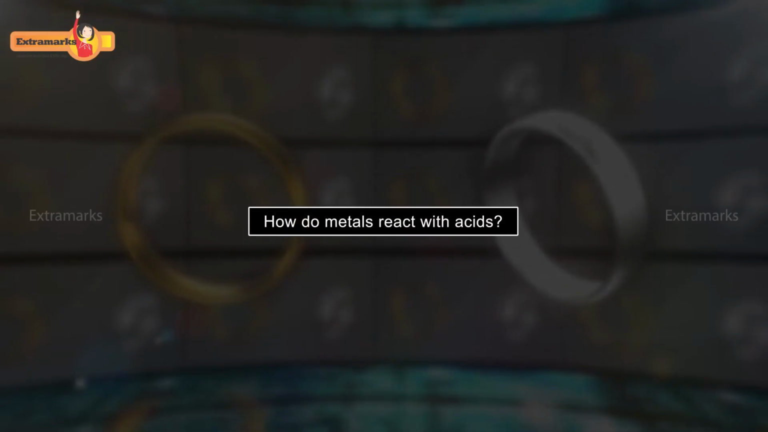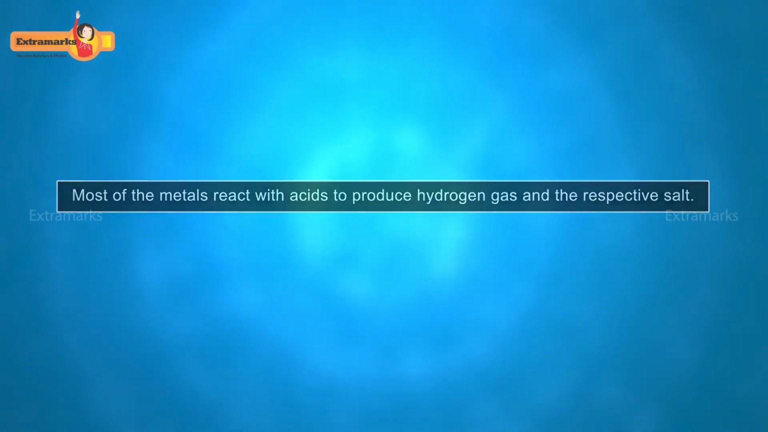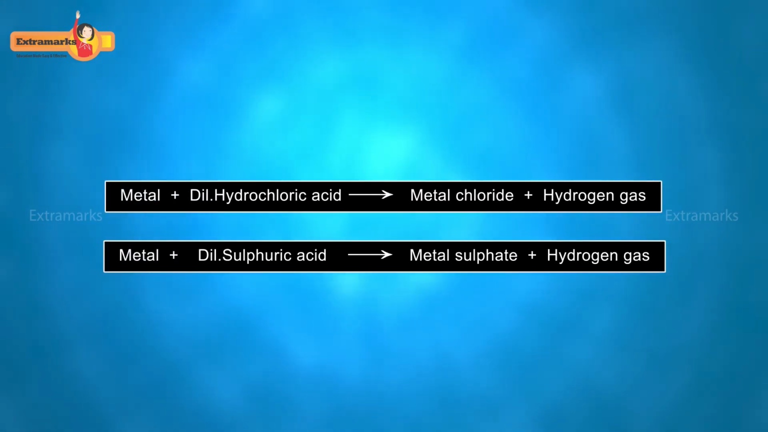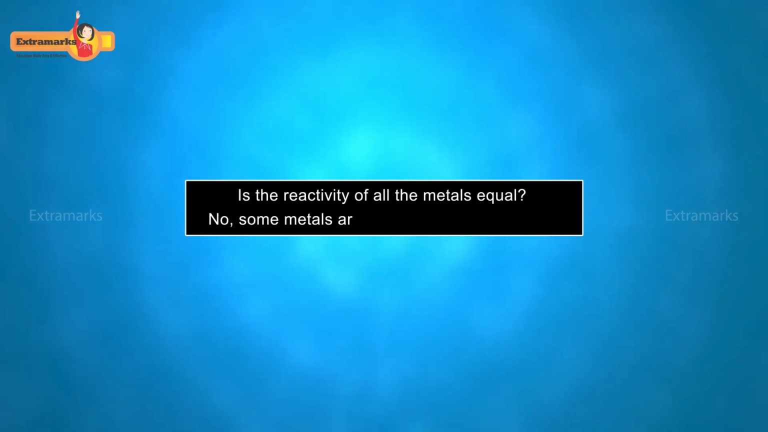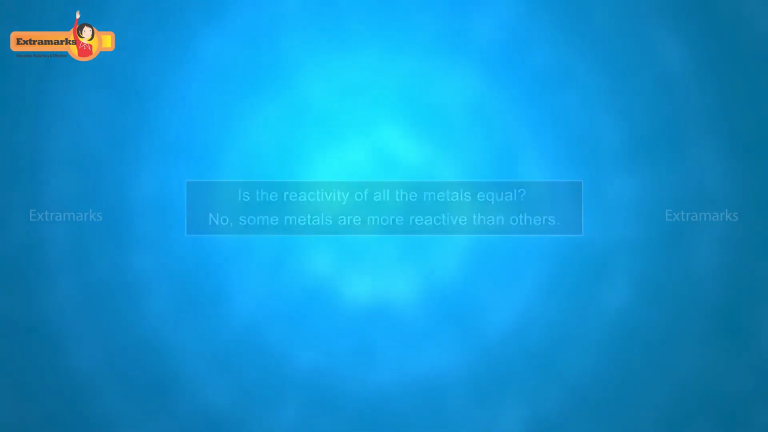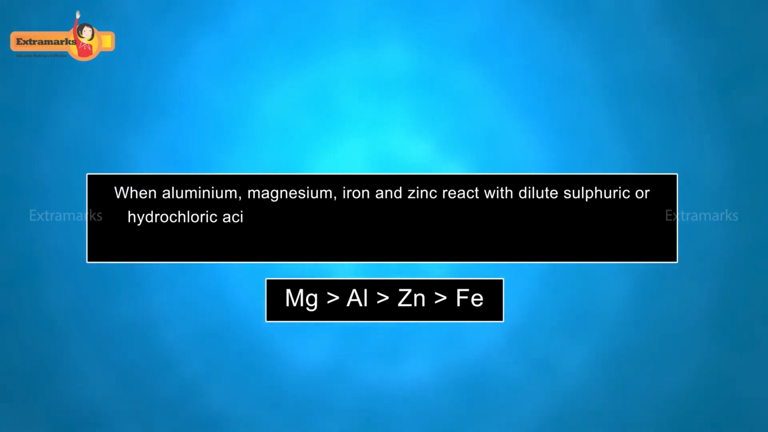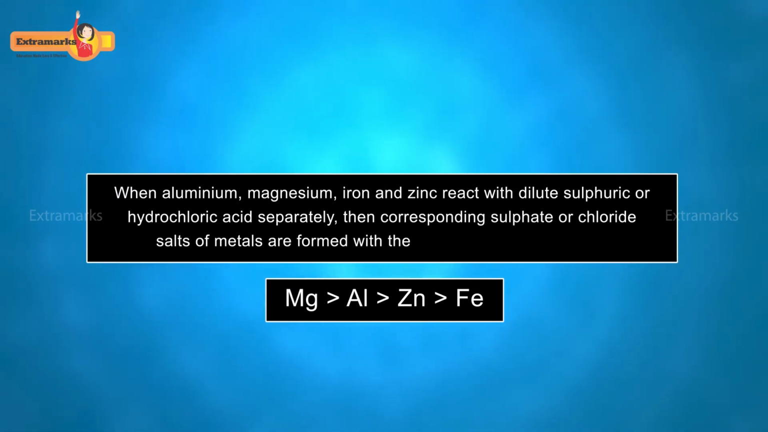Let us understand how metals react with acids. Most of the metals react with acids to produce hydrogen gas and the respective salt. Metals react with dilute hydrochloric acid and sulfuric acid to give metal chlorides and metal sulfates respectively. Is the reactivity of all the metals equal? No. Some metals are more reactive than others. When aluminium, magnesium, iron, and zinc react with dilute sulfuric or hydrochloric acid separately, then corresponding sulfate or chloride salts of metals are formed with the liberation of hydrogen gas.